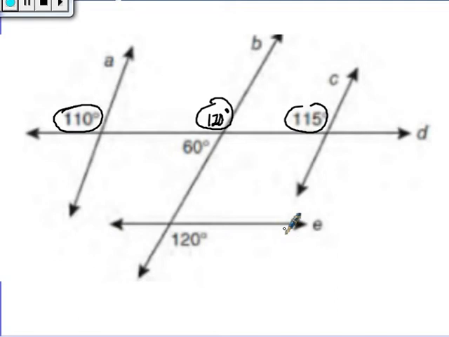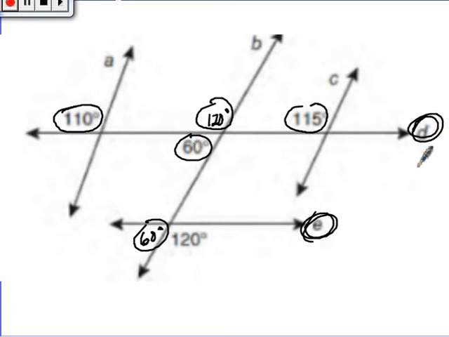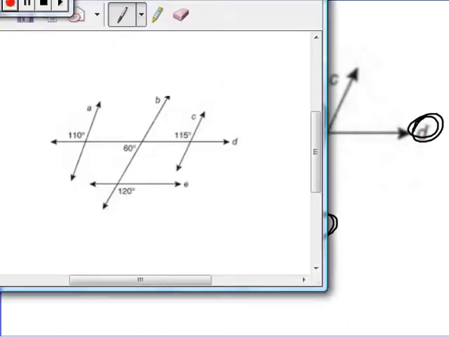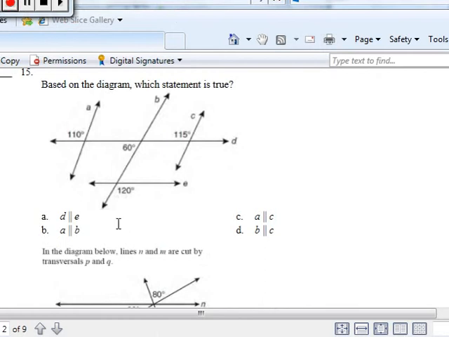So let's check these two. This is 60, this is 120. Supplementary, linear pair, that makes this 60. That makes those two lines parallel because corresponding angles there are congruent. Therefore, E and D would be your two parallel lines. So, what can we conclude? A, that D is parallel to E.